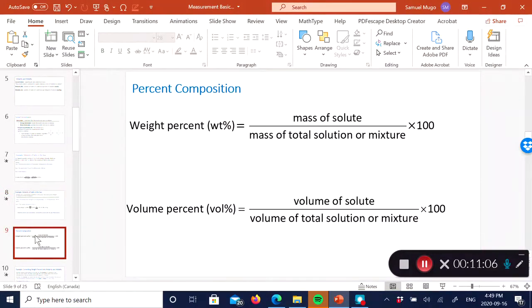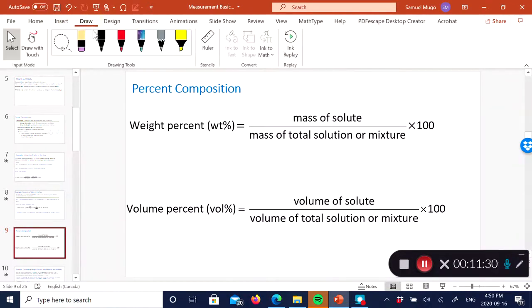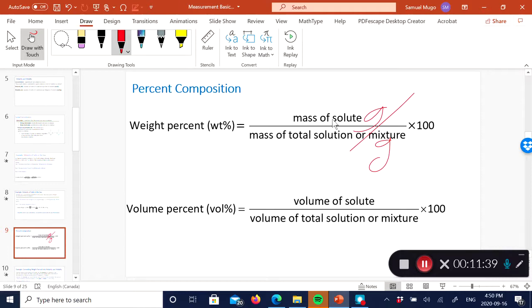Now you can also represent concentration in the form of percent composition, and you can do it in two ways. Either weight percent, which is the mass of the solute divided by the mass of the solution, times 100. And so this one is going to be in grams per gram. That's the mass of the solute in grams over the mass of the total solution, which is solute plus solvent, multiplied by 100.